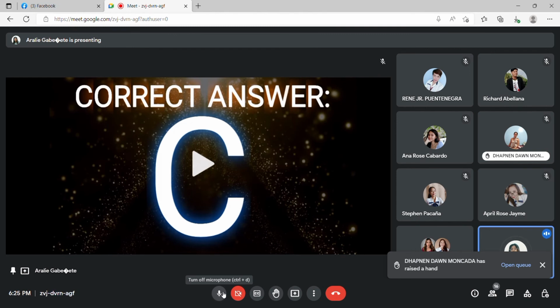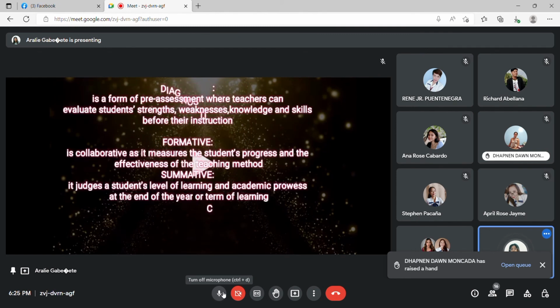Let's talk first about diagnostic. It is wrong because it is a form of assessment where teachers can evaluate students' strengths, weaknesses, knowledge, and skills before their instruction. Diagnostics are sets of written questions, like multiple choice or short answer, that assess a learner's current knowledge base or current views on a topic or issue to be studied in the course.